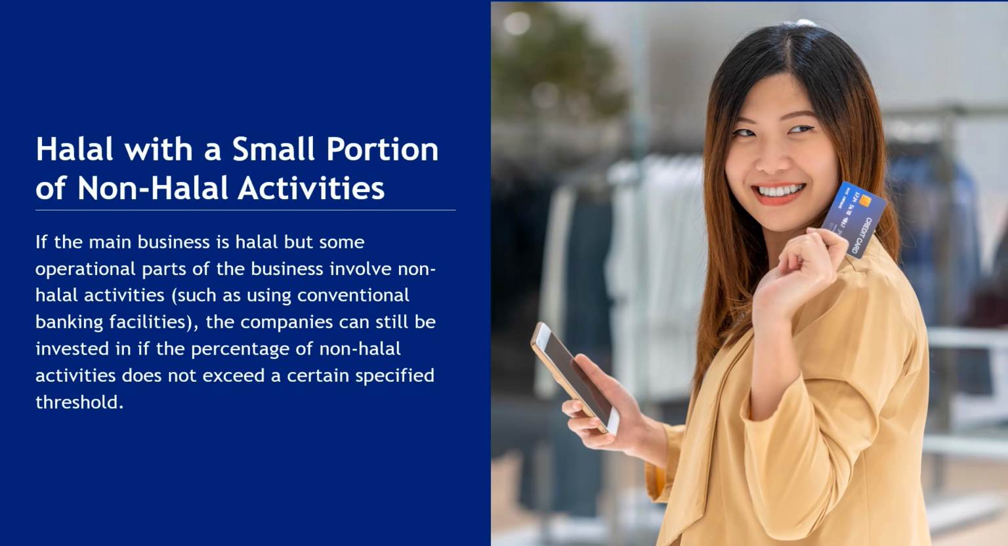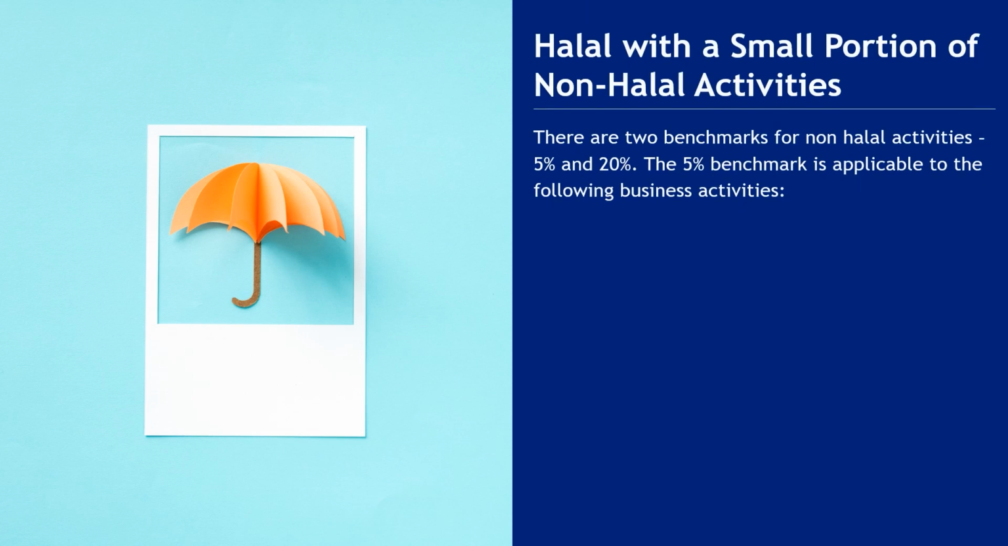Halal with a small portion of non-halal activities. If the main business is halal but some operational parts of the business involve non-halal activities, such as using conventional banking facilities, the companies can still be invested in if the percentage of non-halal activities does not exceed a certain specified threshold. There are two benchmarks for non-halal activities, 5% and 20%.